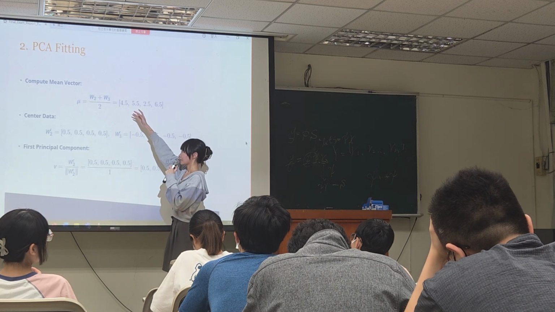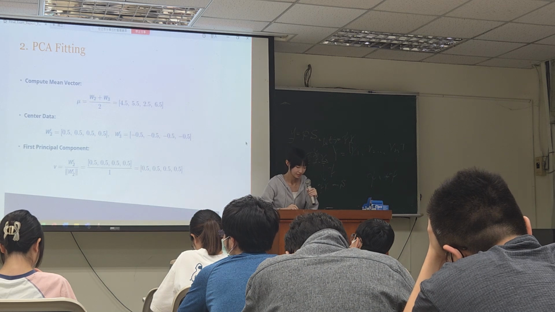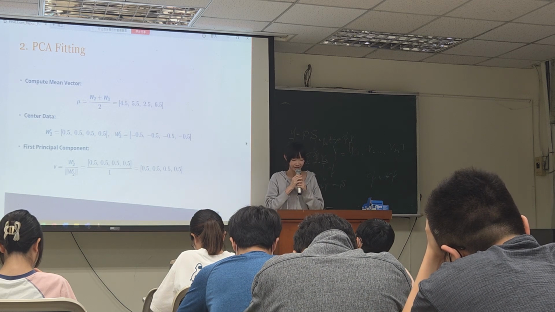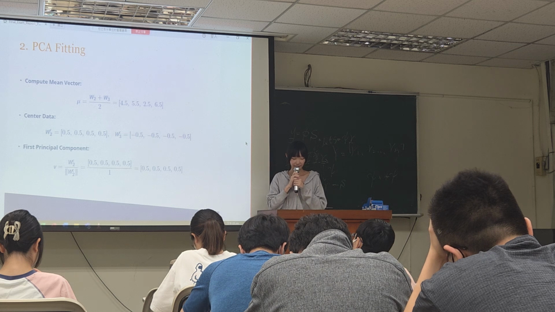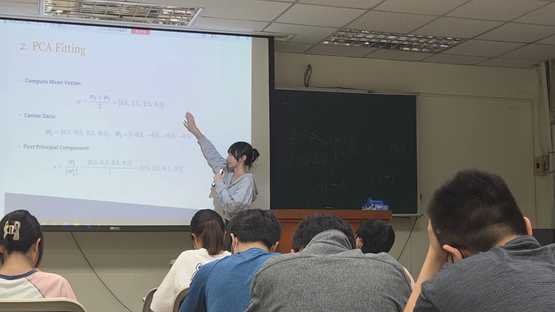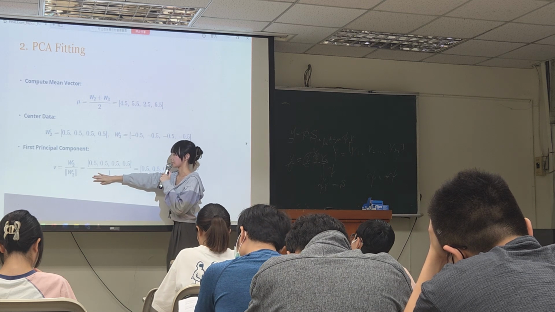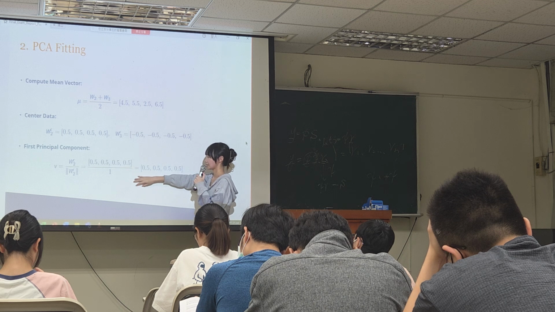Then PCA fitting is for analyzing the variation pattern in the new matrix. We can get two values, which are the main vectors and the first principal component. These two are important.